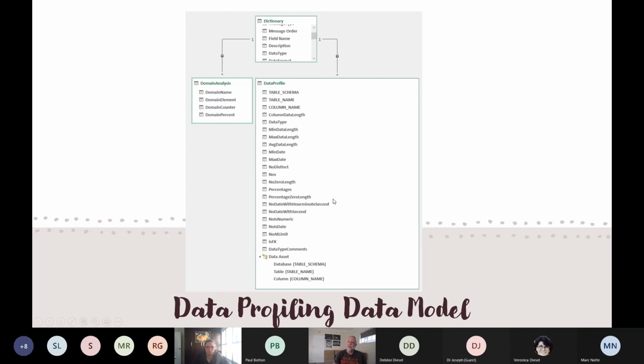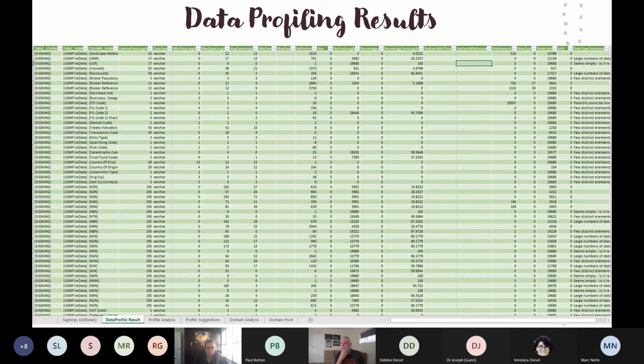Okay, so this is what the results look like of the data set that I profiled. And you can see here are all the different fields, like I've got a UMR, market reference, a syndicate reference, broker pseudonyms, business categories. I can see what the length is, and the nice thing now is I can see, well, the specification said 15, but the maximum I ever got was 12.